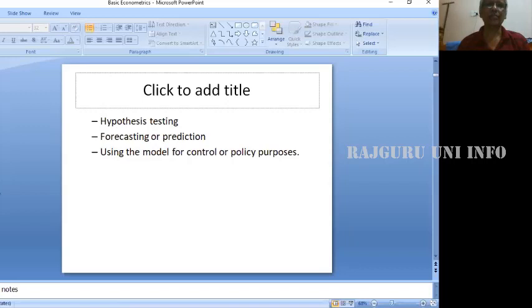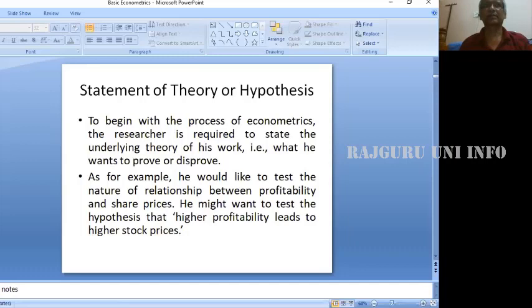The first step involves, I will just take a little time. I will not go through in detail. I told you any research, good research, begins with a statement of your hypothesis. That is the intention behind your research. What do you want to do? What do you want to prove? Or what do you want to disprove?